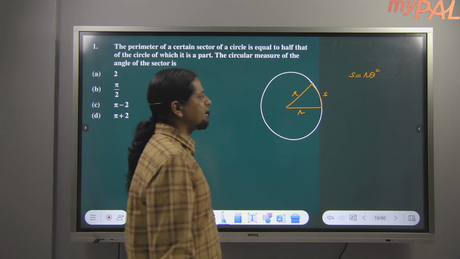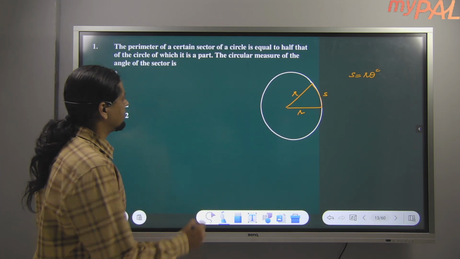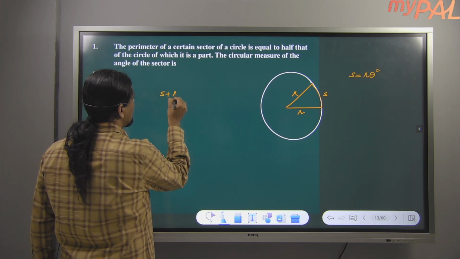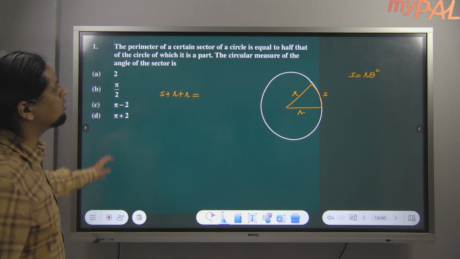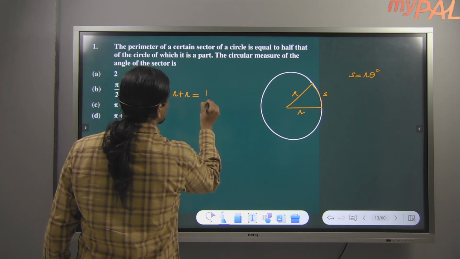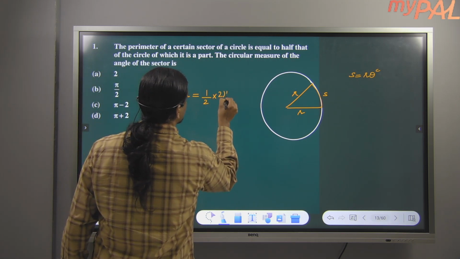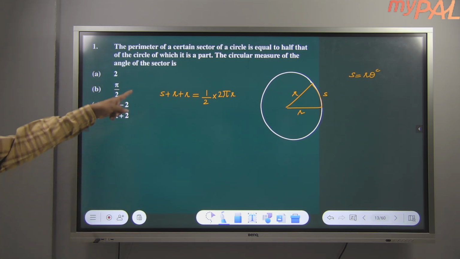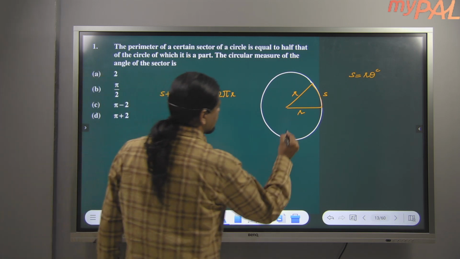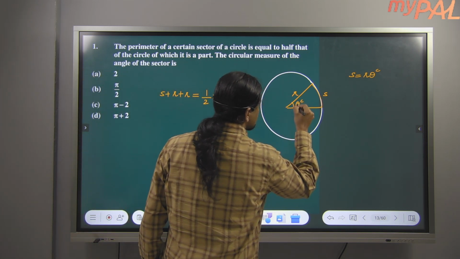Yes, this is my arc length formula. So this perimeter, they're telling that S plus R of this sector, perimeter of this sector is equal to what? It's equal to half of the circumference of the same circle, which is half into 2 pi r. They want you to find out what is the circular measure of the angle of the sector. So using the formula, this is nothing but theta radians.